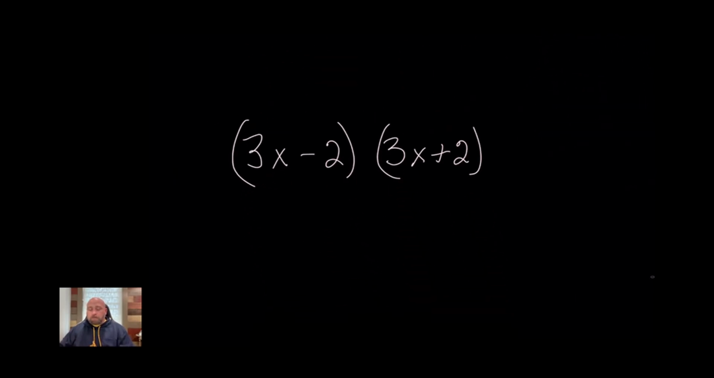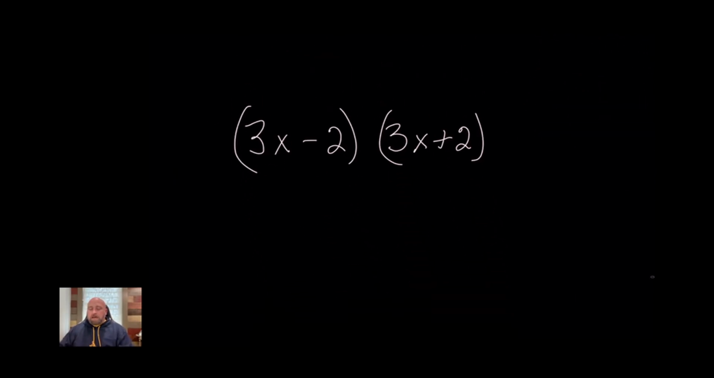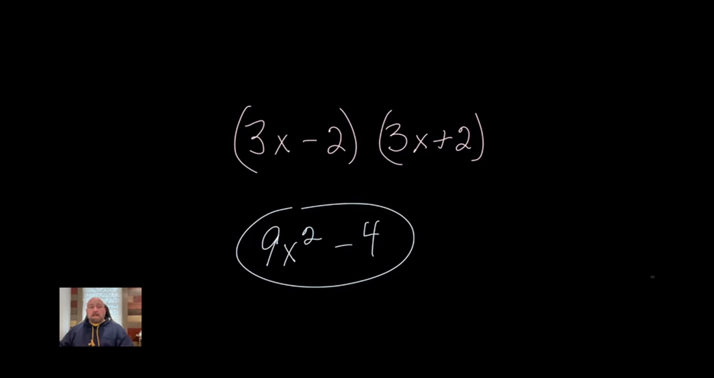Okay, let's do one more. Here we go. We have our first terms, so our 3x and our 3x, and we're just going to multiply that together. So we're going to get a 9x squared. 3 times 3 is 9. X times x is x squared. Negative, positive, so this is going to be a negative in the middle. And then we're going to get 2 times 2 is 4, and there is your solution. 9x squared minus 4. It's that easy. I knew you'd like that one, okay?